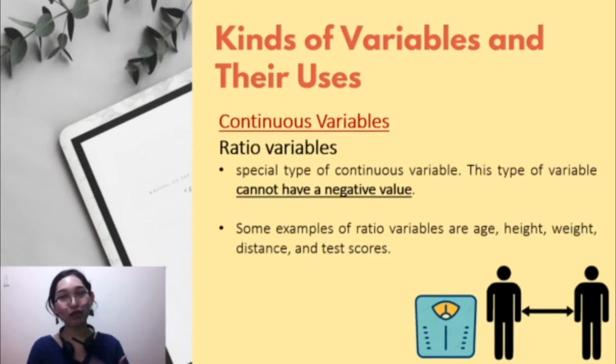Pwede tayong 5'2", yung height natin. Hindi siya whole number, right? Pero, syempre, hindi din siya pwedeng maging negative. As well as with the weight, pwedeng 52, 55, 55 and a half, 56 and 1/4. Meron tayong mga non-whole numbers, but it cannot have a negative value.